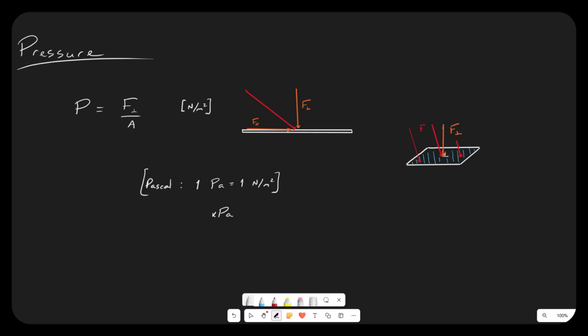When we look at just air pressure, so at sea level, the pressure from the air is about 101.3 kilopascals, which might give you a sense of scale.